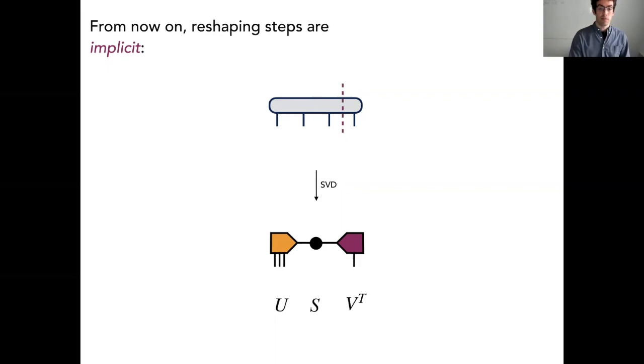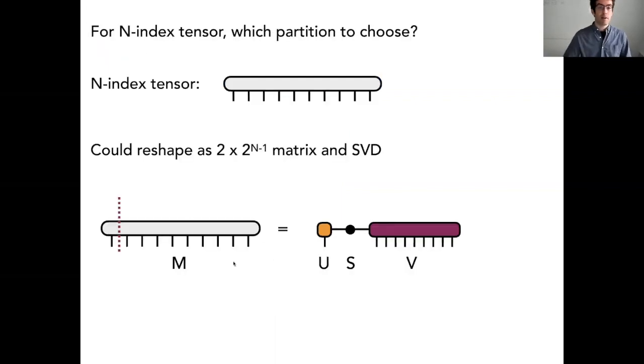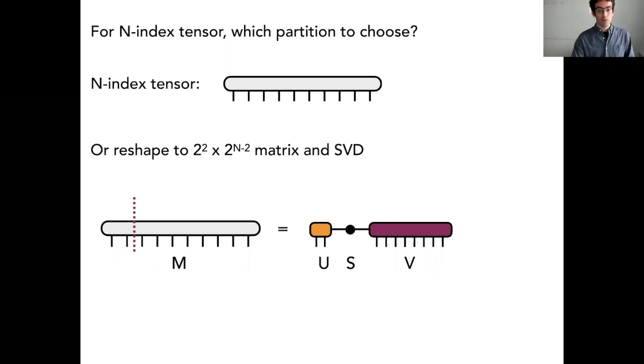So that's what we want to do. Now let's think about a really big tensor, a tensor with a lot of indices, and think about all the different choices that we have. So we could cut here or partition here and say, okay, let's reshape this thing into, let's take all these indices to be dimension 2. I could think about reshaping into a 2 by 2 to the n minus 1 matrix and SVDing, or a 2 to the 2 by 2 to the n minus 2 matrix and SVD, and so on and so on.